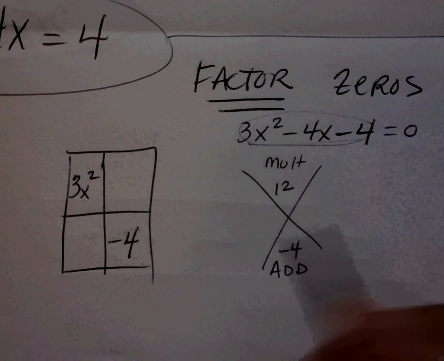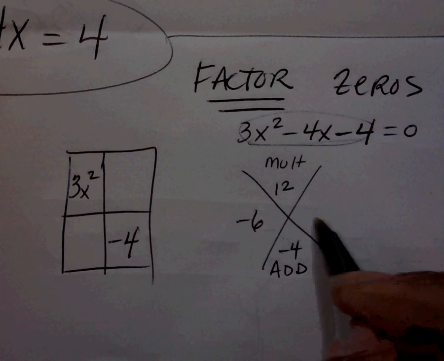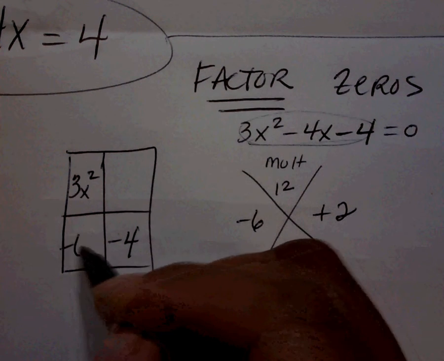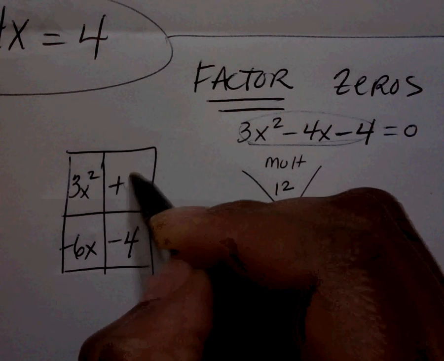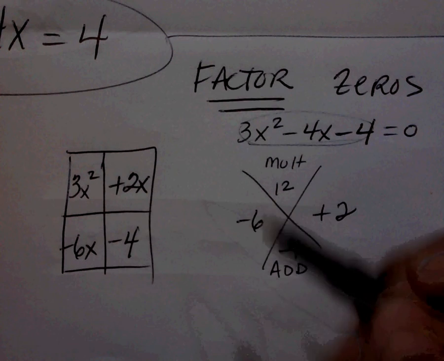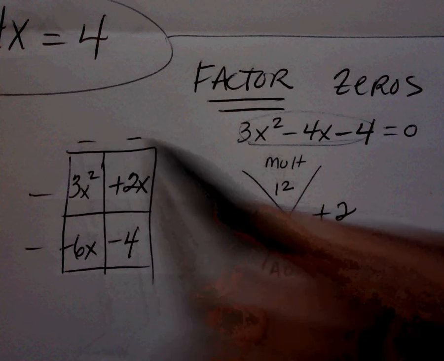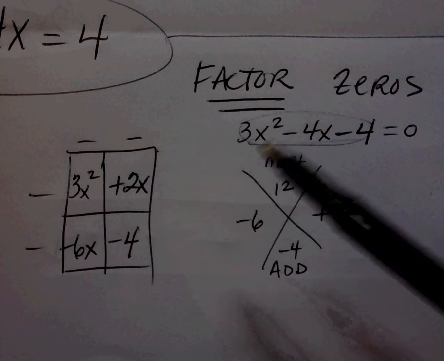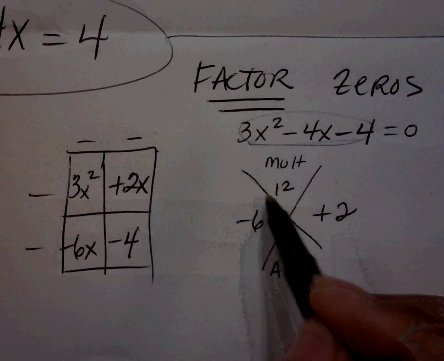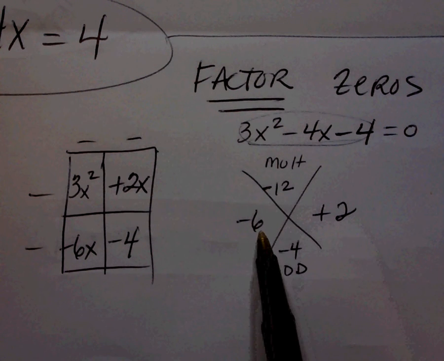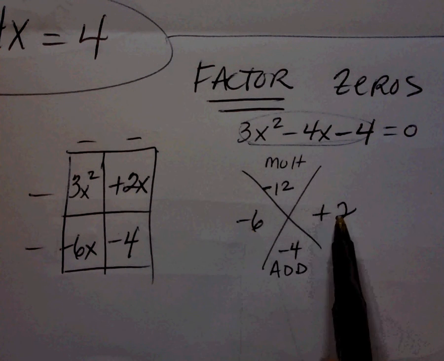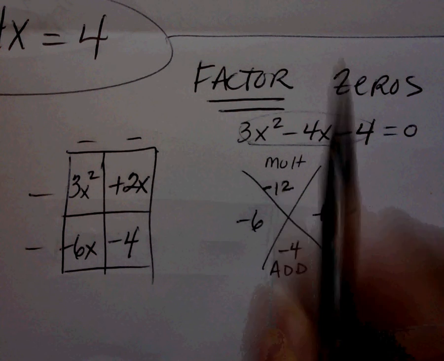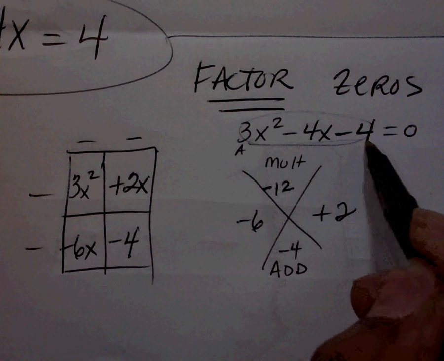And hopefully you say negative 6 and positive 2. So that means negative 6x and positive 2x. So now we label the sides of our box here. And we know that these two numbers are right because that should be negative 12. Negative 6 times positive 2 gives me negative 12. And how did I get negative 12? I multiplied A and C.